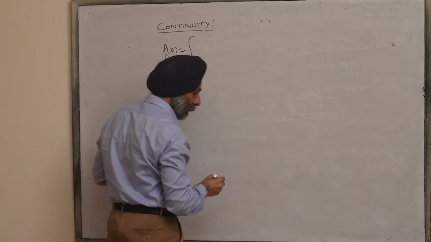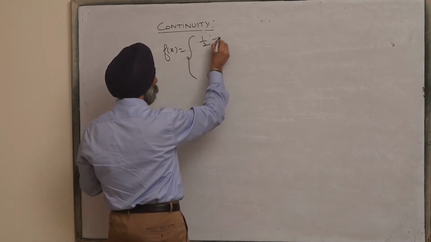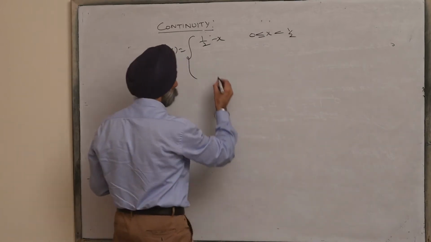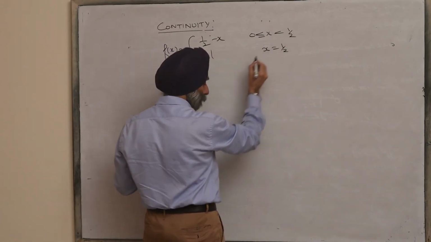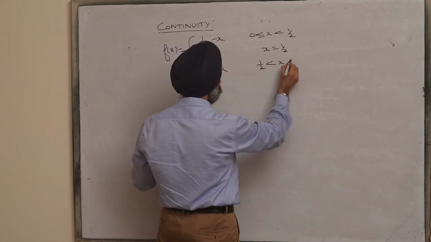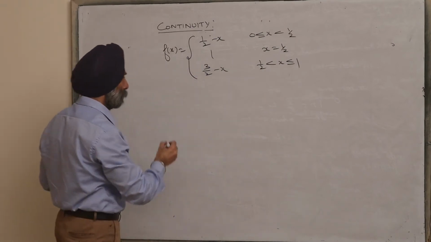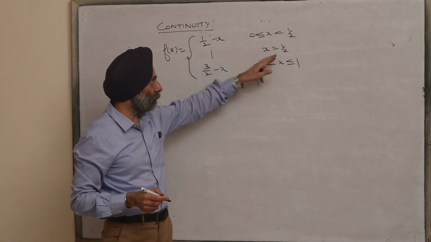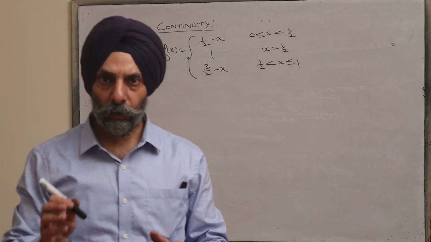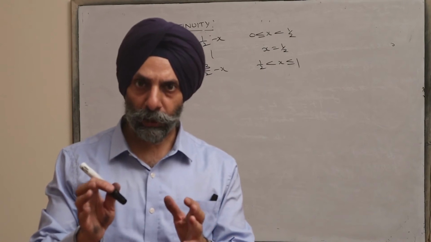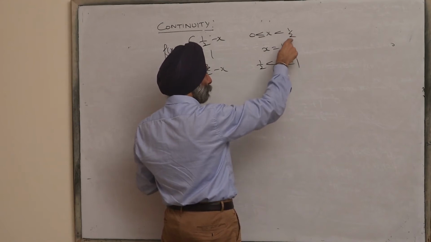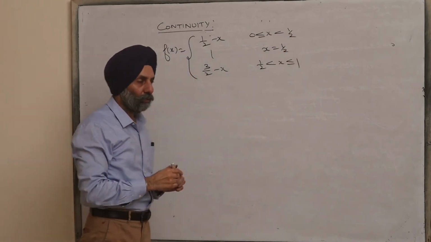Let's say the function is given by f(x) is equal to half minus x when x belongs to 0 to half, is 1 when x is equal to half, is equal to 3 by 2 minus x when x is greater than half but less than or equal to 1. So we have to discuss the continuity of the function at x is equal to half. Whether it is written or not, we will always check the continuity of the function at the breaking point where the function breaks. Function breaks at x is equal to half. So we will discuss the continuity of the function at x is equal to half.